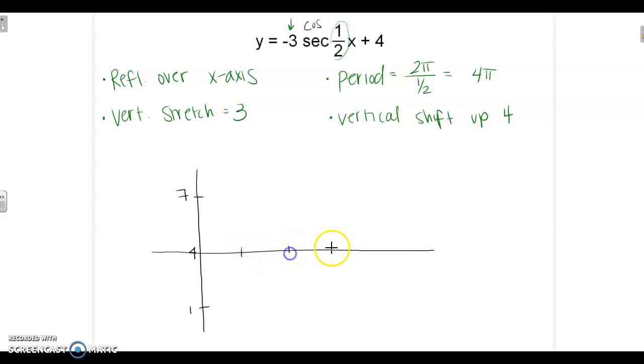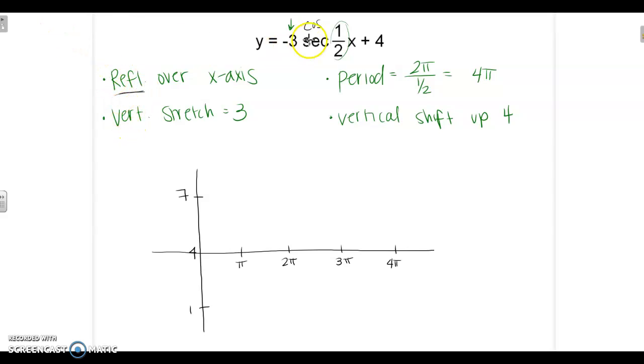And then I'm going to label my 4 tick marks, the 4th tick mark with the period. So the period is 4 pi, so each of these is going to be pi. So pi, 2 pi, 3 pi. And I think I've taken care of everything. I just need to remember that there is a reflection.